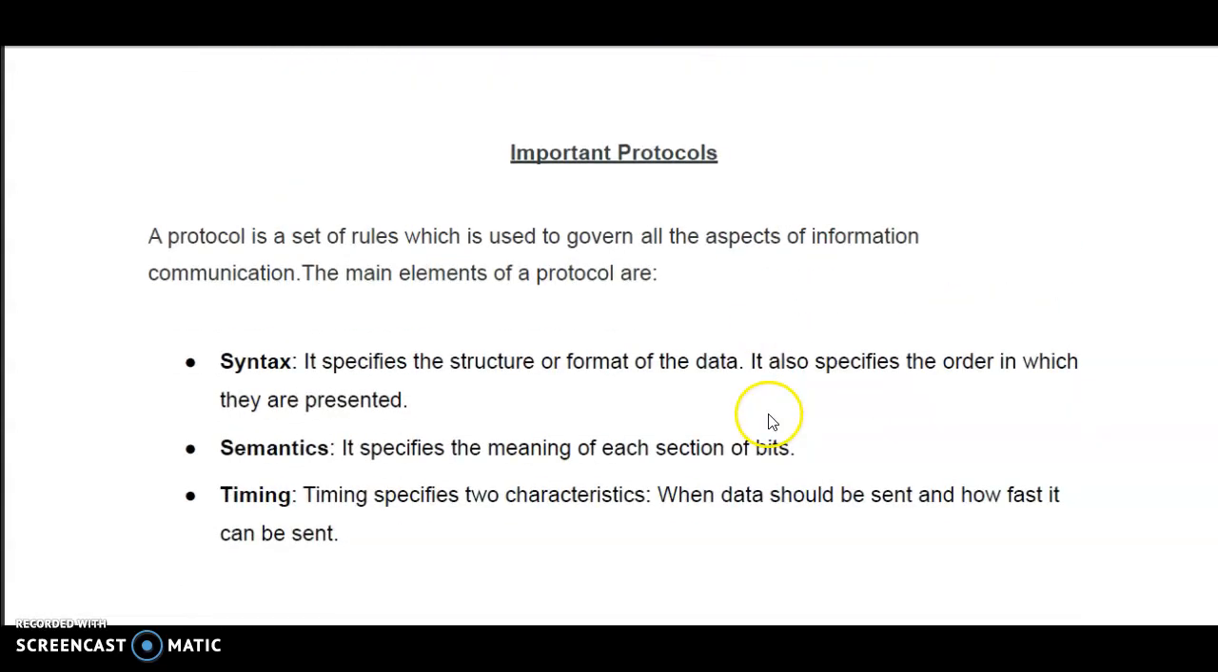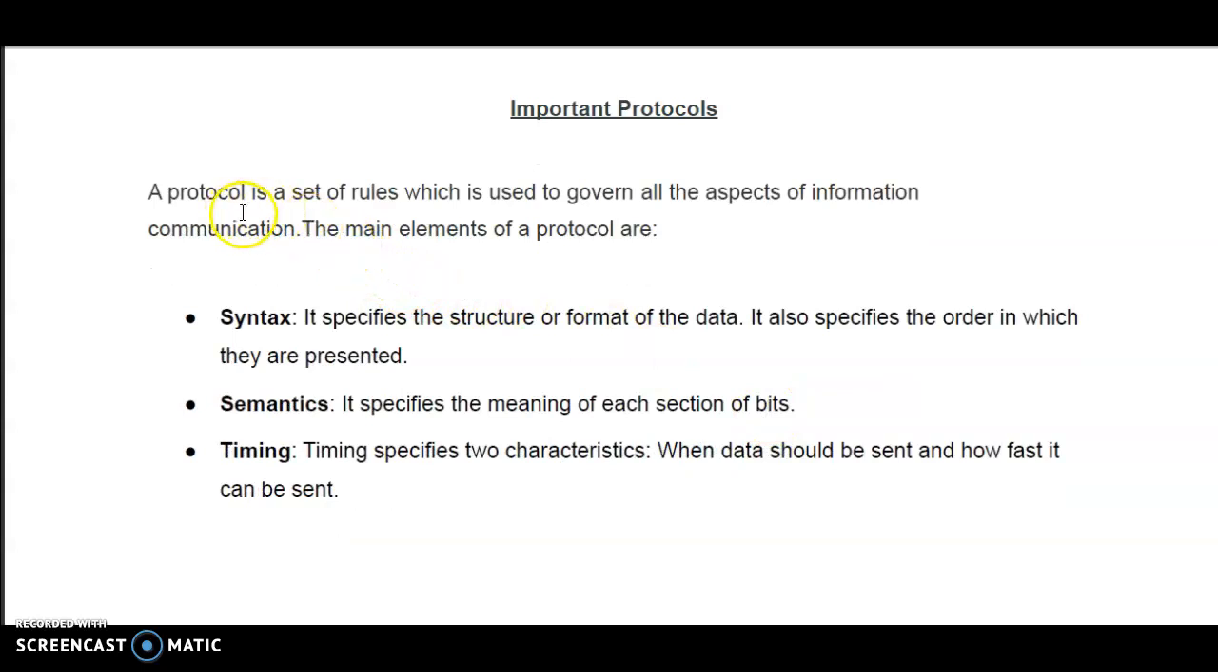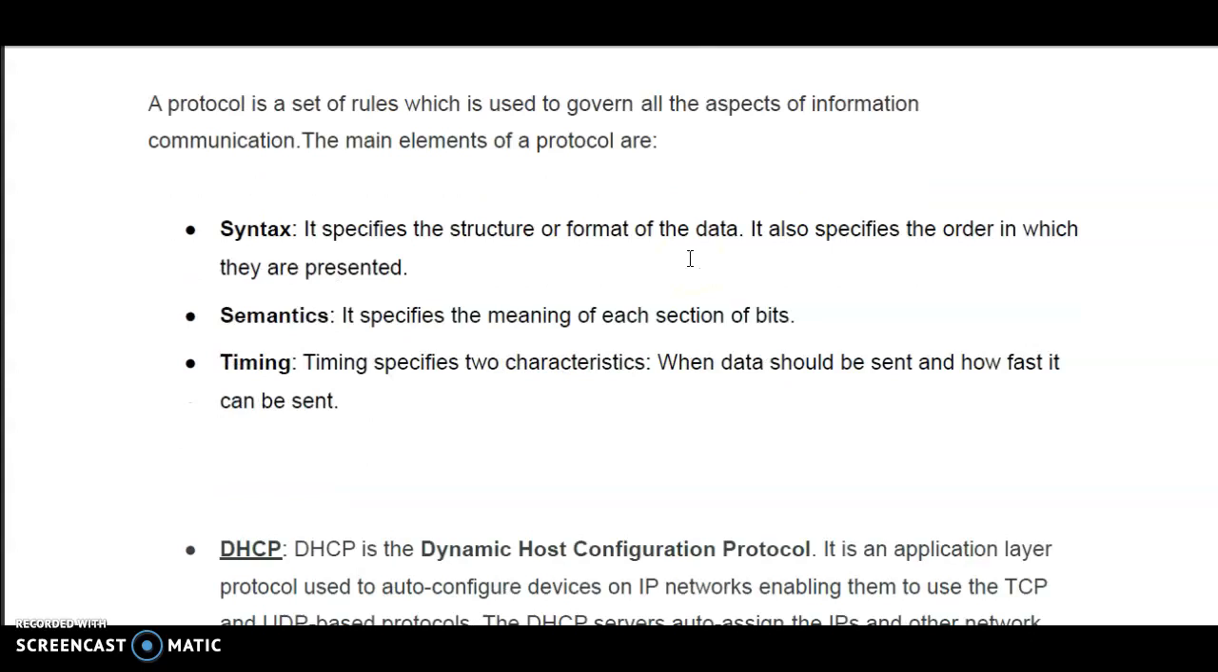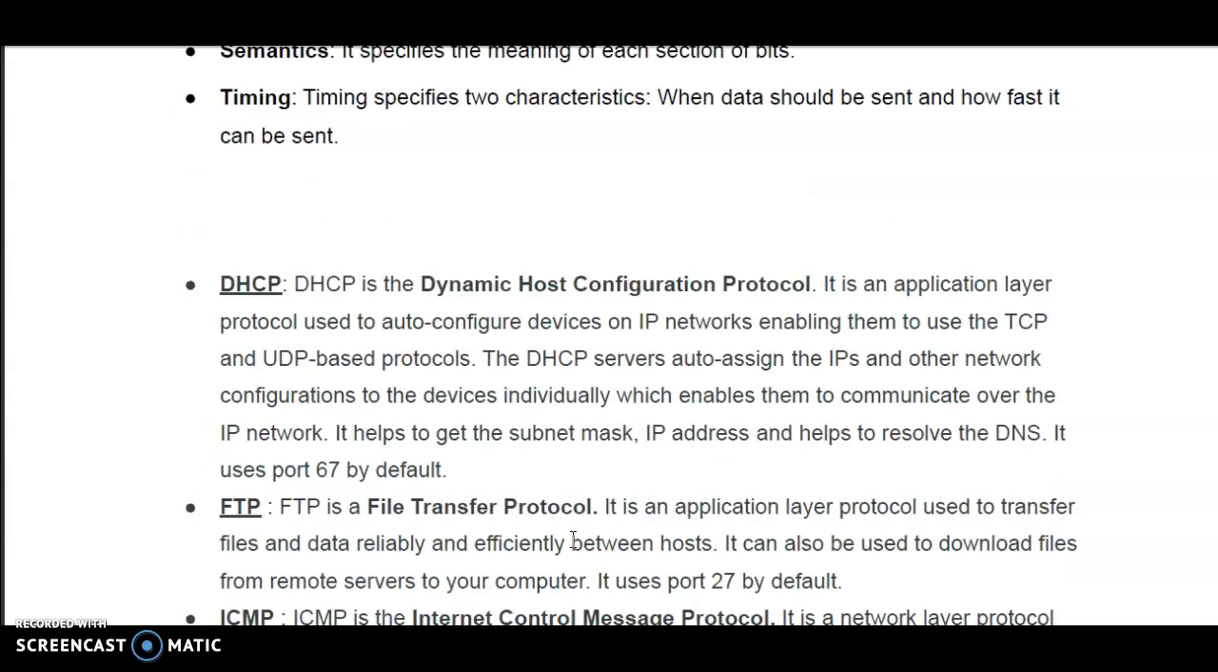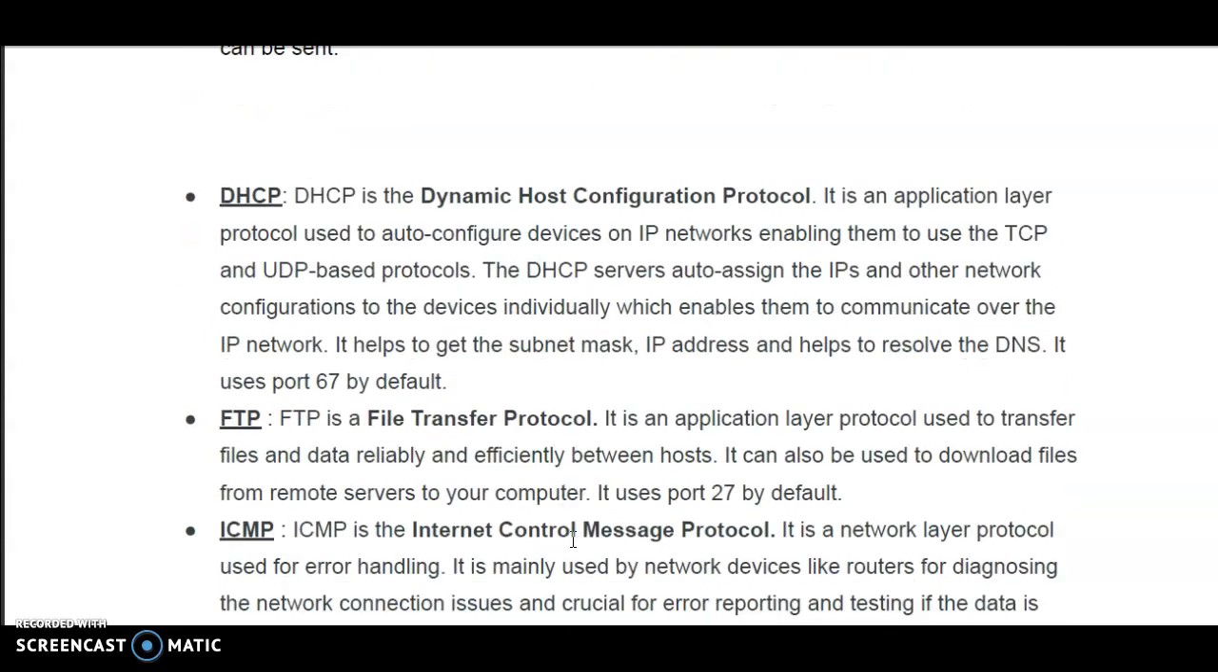After that, important protocols. A protocol is a set of rules which is used to govern all the aspects of information communication. The main elements of a protocol are syntax, semantics, and timing. The first protocol is DHCP, Dynamic Host Configuration Protocol. It is an application layer protocol used to auto-configure devices on IP networks, enabling them to use the TCP and UDP based protocols. Then is FTP, File Transport Protocol.